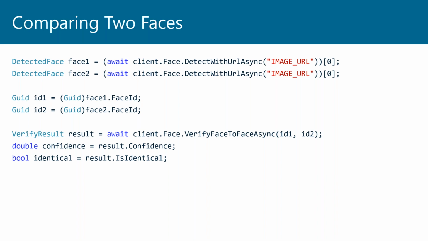But it also gives you a value between 0 and 1, expressing a confidence level. So you might say, hey, forget about the is identical thing. It uses a threshold of 50%. I'm only going to honor this if the confidence level or likelihood that the 2 faces belong to the same person is 90% or higher. So you could make that judgment based on the confidence property that's returned to you.